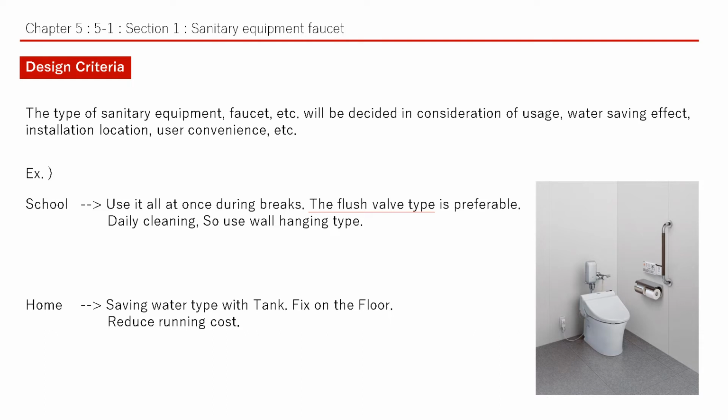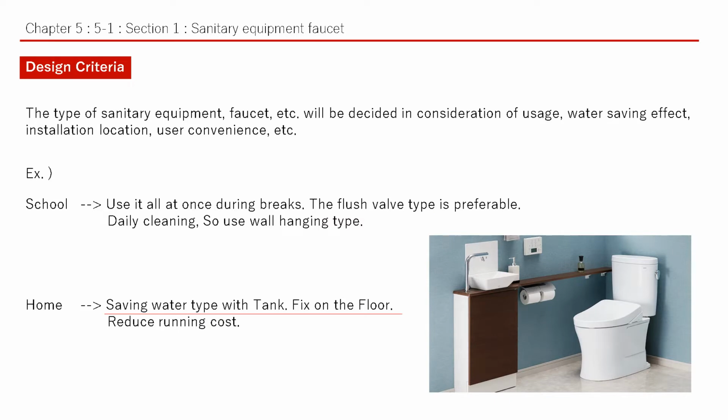For example, if you select a WC for a school, students will use the WC during the break time. So the water supply load is concentrated only within the break time. Therefore, it is better to select a flush valve type WC to minimize the interval time. On the other hand, if we consider home use, the WC is not so frequently used. Therefore we can select a tank type and we can reduce the piping size for water supply.